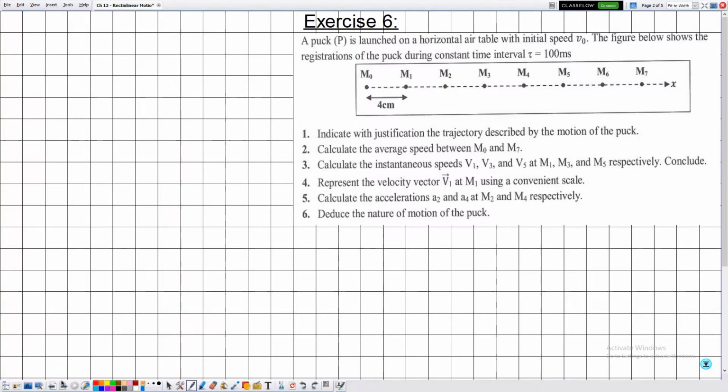And we have reached exercise number 6. So we have that a puck B is launched on a horizontal table.